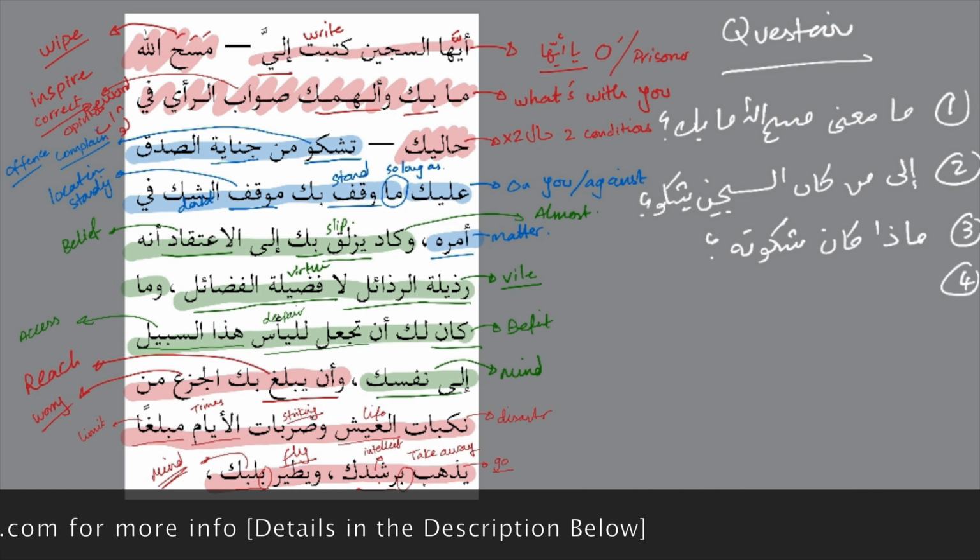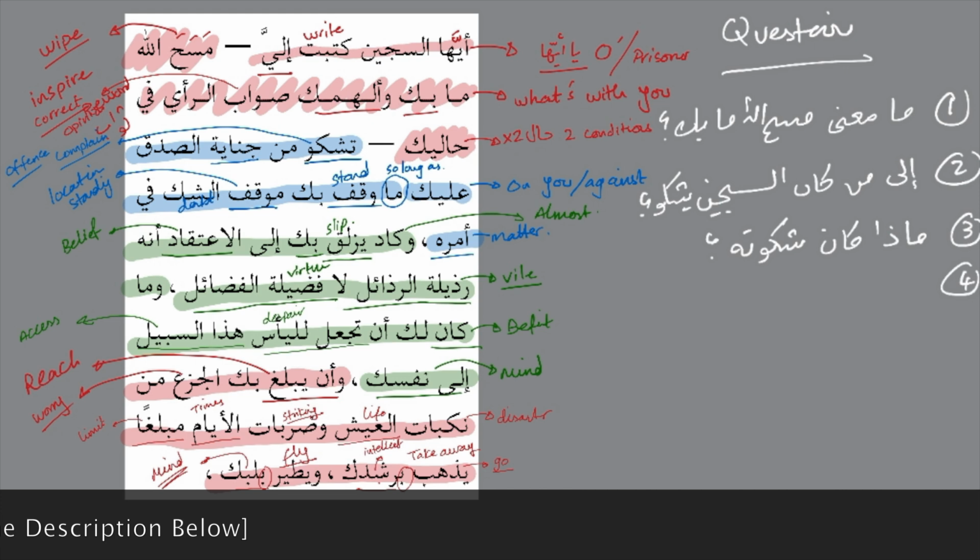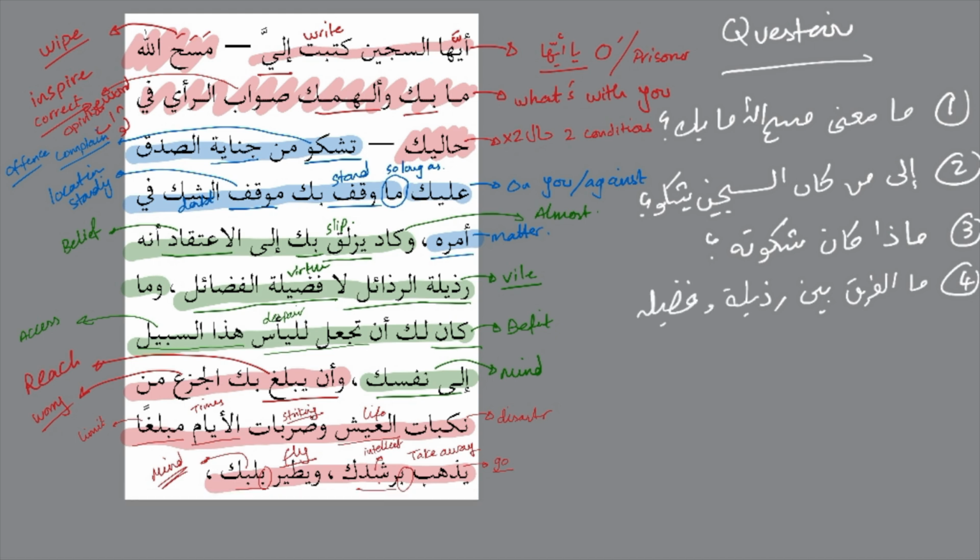Okay, number 4. No, هل questions are just yes or no, and don't use هل questions. So ما الفرق. It's a very difficult one. ما الفرق بين رذيلة وفضيلة؟ ما الفرق بين الرذيلة وفضيلة؟ So الرذيلة هي ما يشين به الإنسان أو ما يستقبحه الإنسان, والفضيلة ما يستحسنه الإنسان.